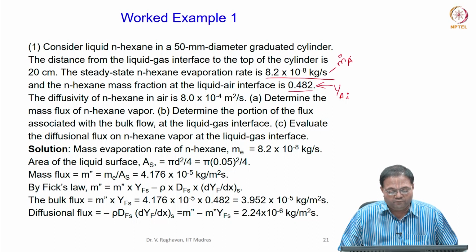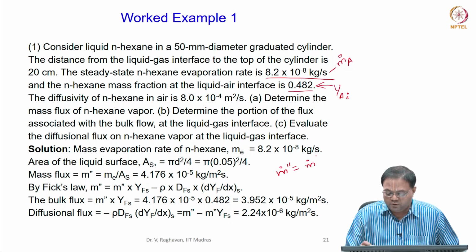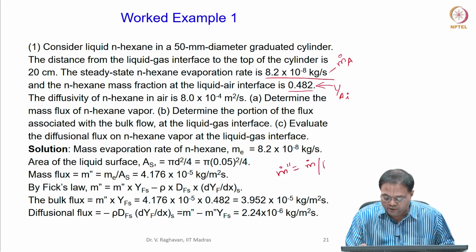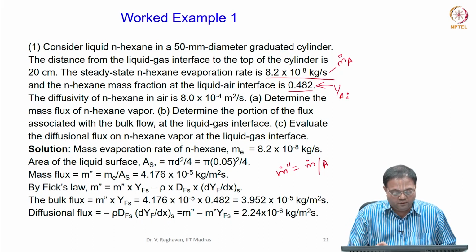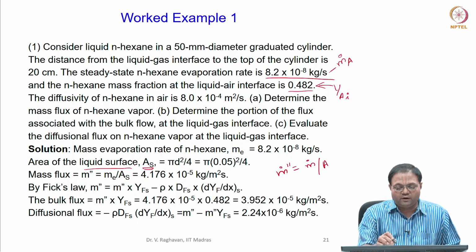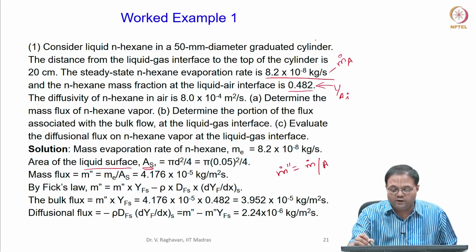Now first, to determine the mass flux of N-hexane vapor, you know that mass flux is nothing but the mass flow rate of the vapor from the interface to the gas phase divided by the area. The area AS, the liquid surface area, is nothing but the cross section area of the graduated cylinder.